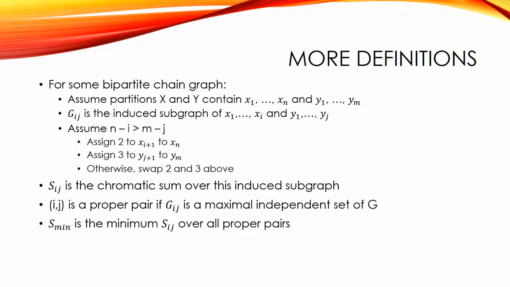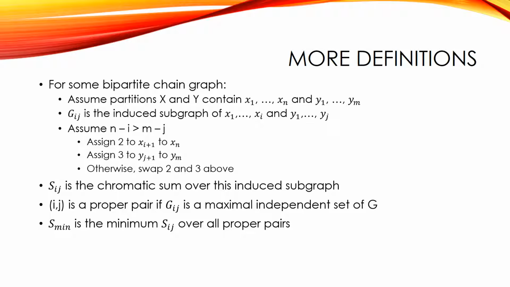Also, we're going to assume that n minus i is greater than m minus j. We're going to assign color 2 to the remaining vertices of x where the subscript is greater than i, and we'll assign 3 to the vertices of y where the subscript is greater than j. If that's not the case, then we're going to swap 2 and 3, because again we're trying to minimize the chromatic sum. So if n minus i is less than or equal to m minus j, then we can swap the 2 and 3 in this definition, and we'll get the minimum value one way or the other.